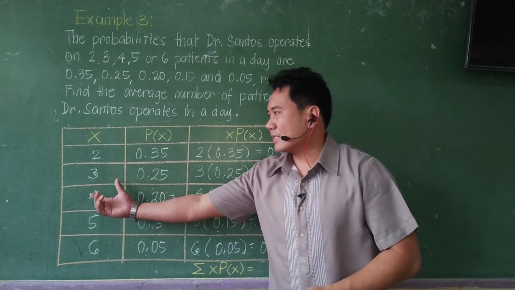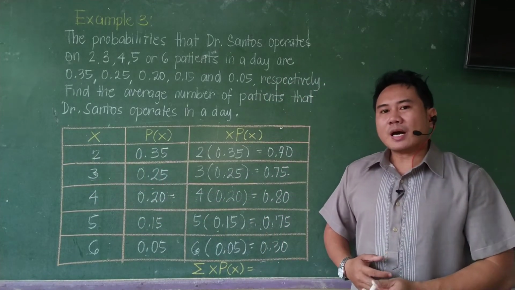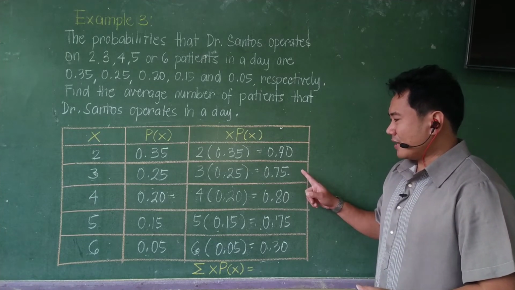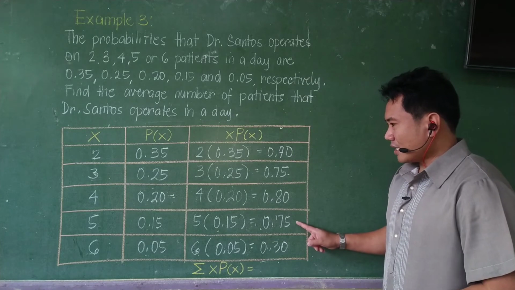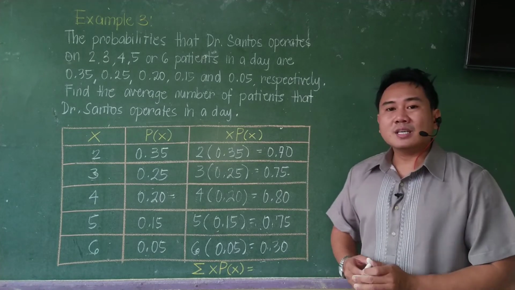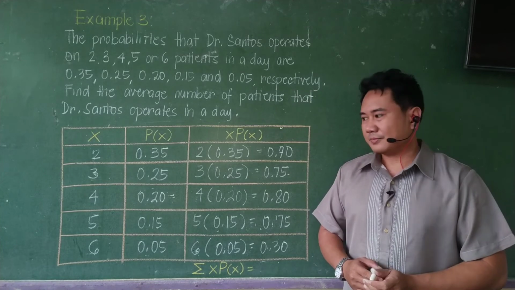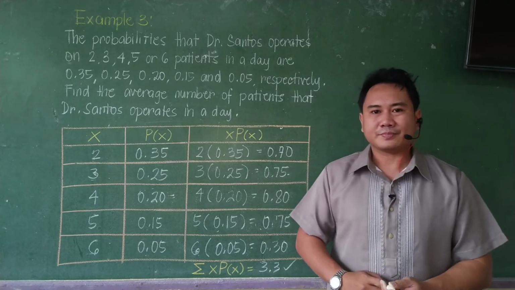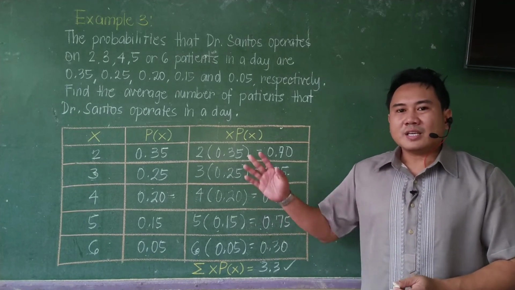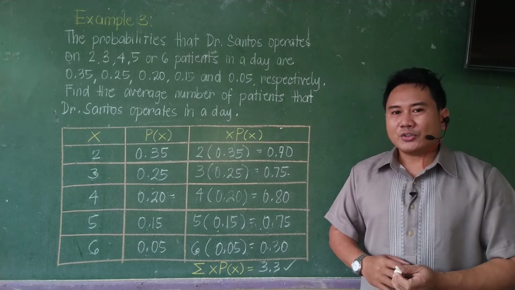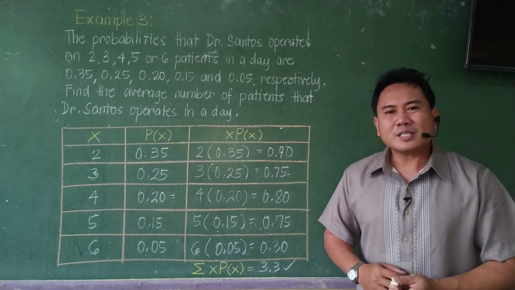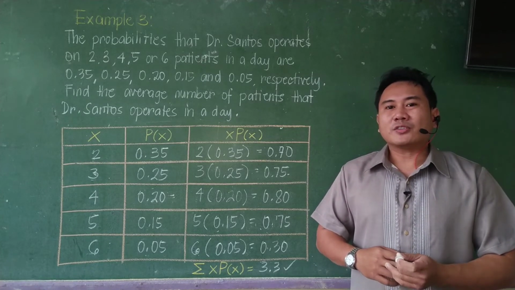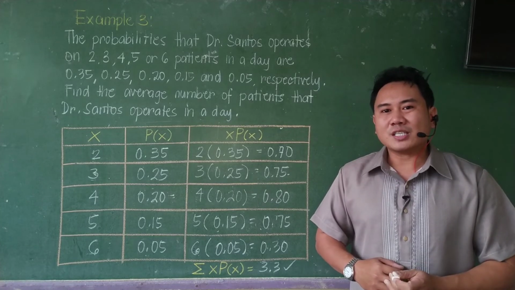After multiplying x with p of x, we are going to add all the products. 0.70 plus 0.75 plus 0.80 plus 0.75 plus 0.30 is equal to 3.33. The mean of this distribution is 3.33. But what does it mean? It means Dr. Santos operates on 3.33 patients in a day.